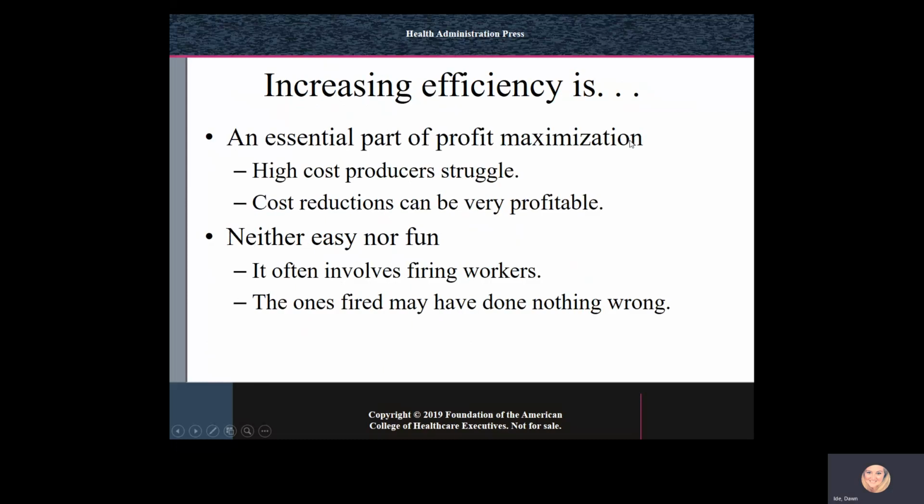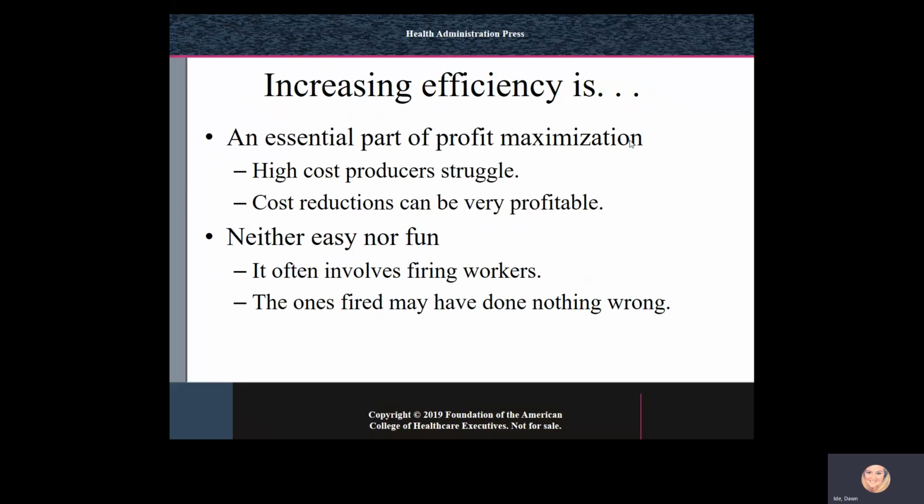Increasing efficiency is an essential part of profit maximization. So if you're not being efficient, you're wasting resources, time, energy, money. You guys know it. You go to the grocery store, if you go without a list, you're going to walk around aimlessly for a little while trying to remember what you needed. But if you go with a list, you can hit up every single aisle that you need, and it'll go much, much quicker.